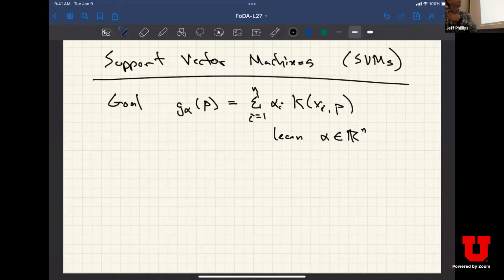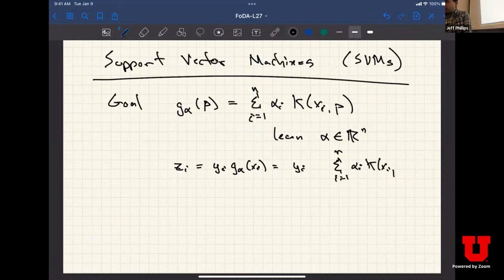So one thing we can do is, for all of our training data, we can again create a y_i times g of alpha of x_i, which is y_i times the sum of k of alpha_i, each of these from 1 to n, where the alpha_i goes here, alpha_i, comma, let's say z_j, x_j. So there's x_i and x_j.